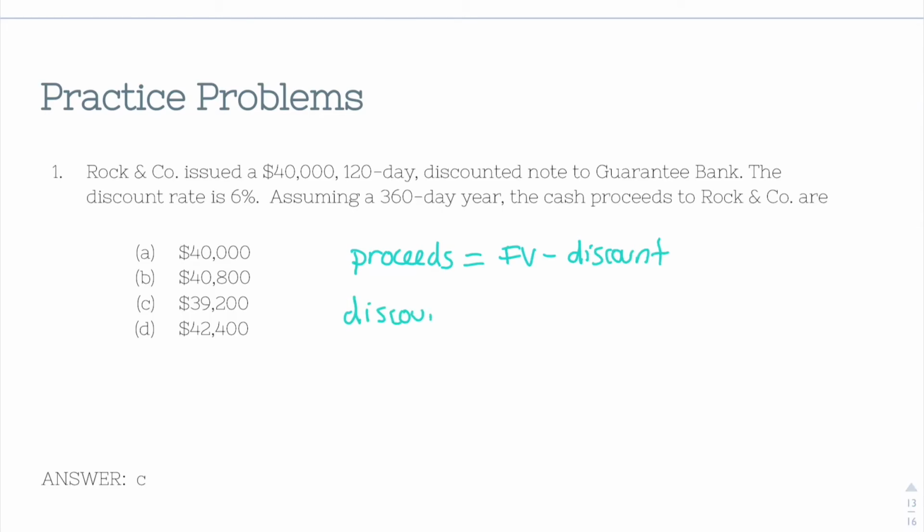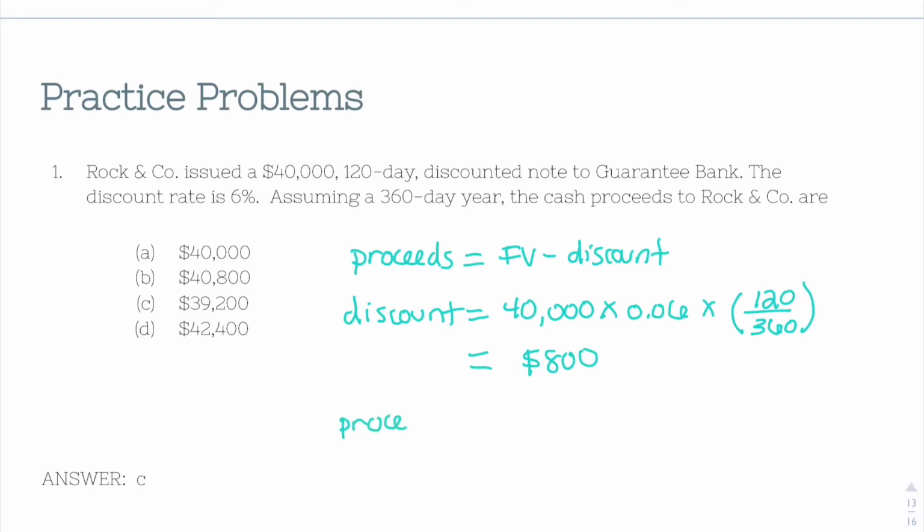So the discount is equal to the face value of $40,000 times the discount rate of 6% times the term divided by 360. So it's 120 days divided by 360, which is equal to $800. Then we calculate proceeds as the face value of $40,000 minus the discount of $800. So proceeds is equal to $39,200, and that should be C.